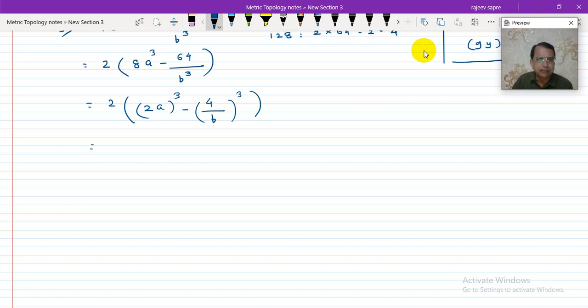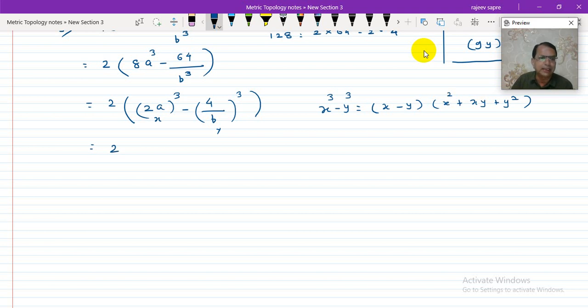So now what you got? We have now got it in that form: a cube minus b cube. In place of a you have 2a, in place of b you have 4 upon b. So instead of a minus b we will write the formula in terms of xy. If it is x cube minus y cube, what will be the factorization? First bracket will be x minus y, and second bracket will be x square plus xy plus y square. So in place of x now you have 2a. This is your x and this is your y. The 2 is always there.